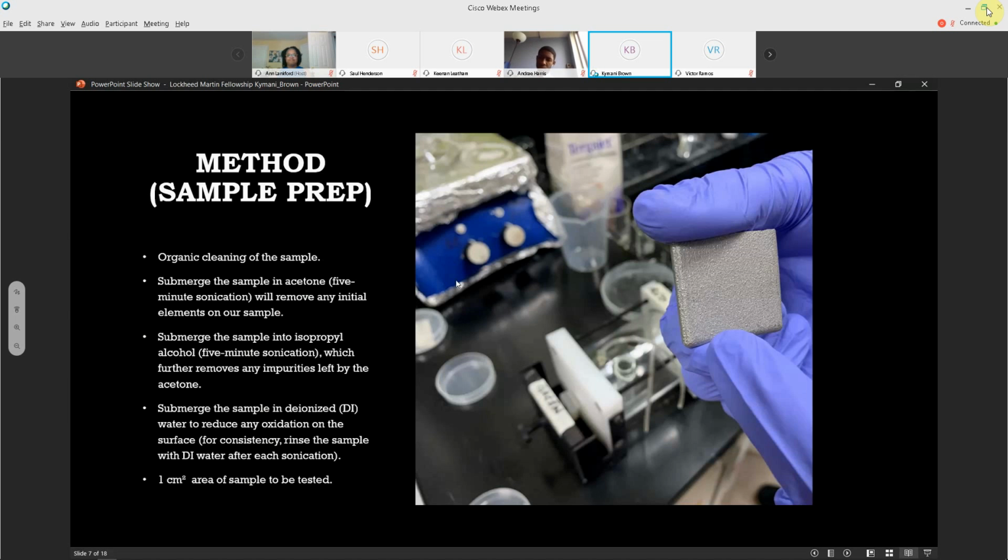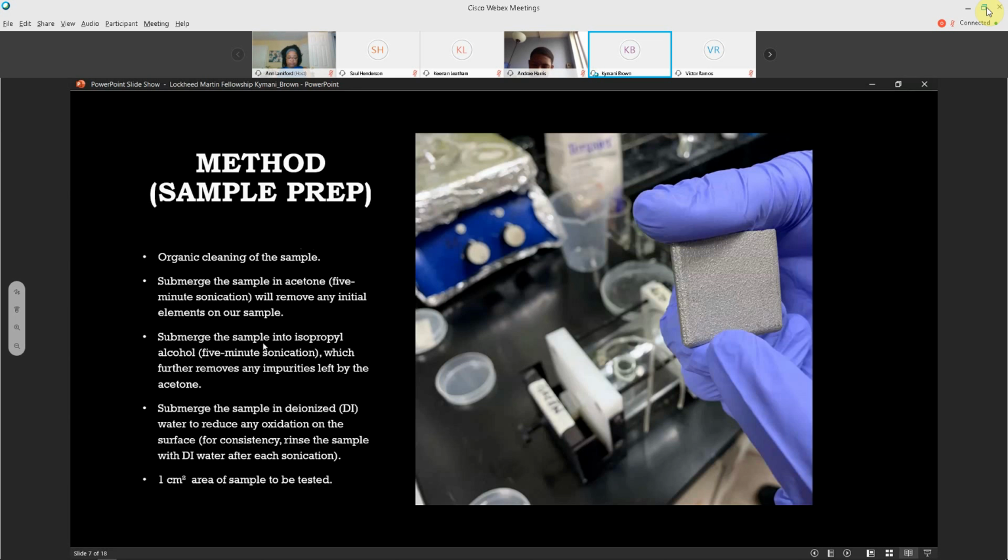So the methodology. As you may see in brackets, we have sample prep. This is because the method was divided into two sections, one being sample preparation and the other being software and cell setup. For sample prep, we have a sample that's very sensitive to the environmental conditions, as oxide layers may form just by leaving it out in the air. So we had to perform what is known as organic cleaning on the sample. This involves submerging the sample in acetone and then sonicating it for 5 minutes. Sonication is a process of using ultrasonic waves to assist the removal of impurities on a sample.